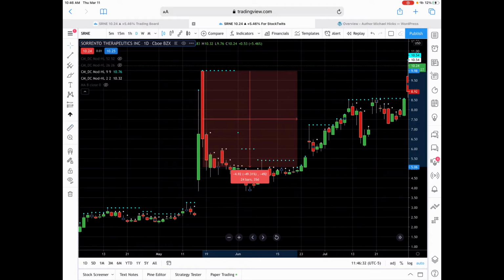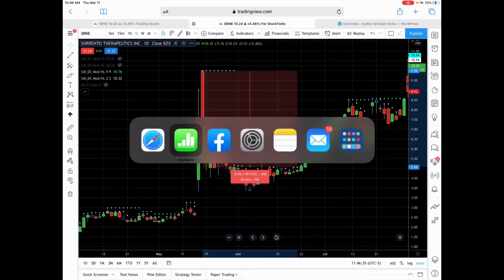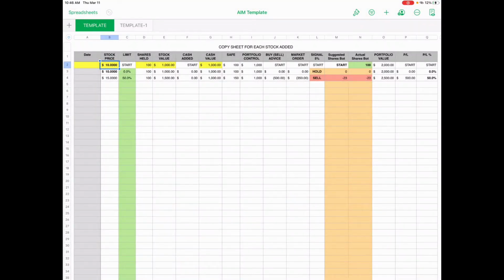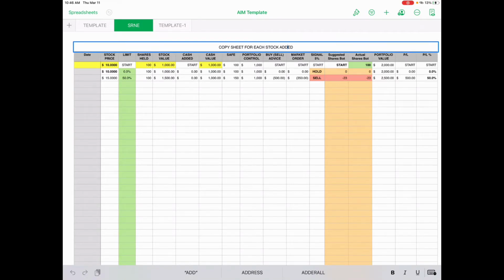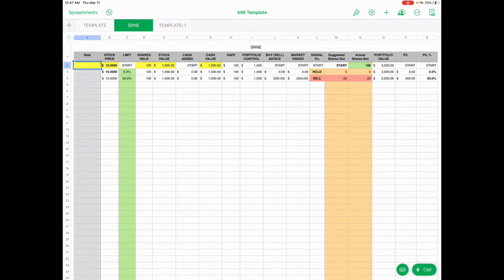Now let's flip back to AIM for a second, to the spreadsheet. Here, this is the basic template, and we're going to duplicate this. I already have one, but we're going to do the whole thing. Okay, and we're going to change the name of this to the stock symbol, and we're going to change both of these. Now, I'm using Numbers because I work in the Mac universe. Of course, if you have Excel or whatever, the same things will apply.